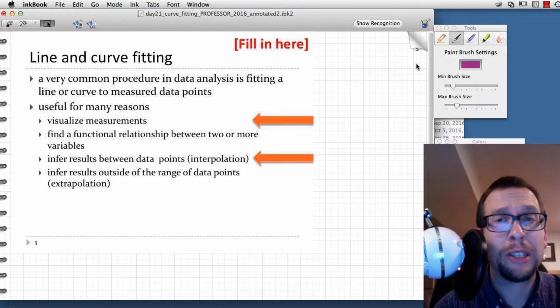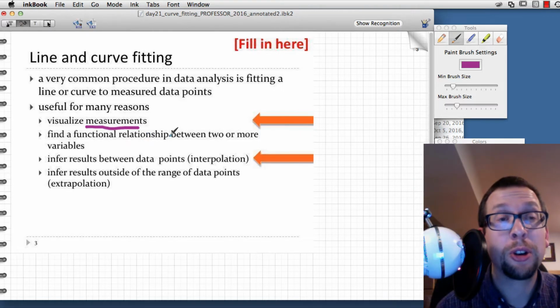Okay, so line and curve fitting, very common thing. Many of you have already done it in Excel or one of these other programs, and it's super useful for doing basically anything with respect to visualization of measurements. You'll often do curve fitting of linear or nonlinear curves to the data, and often you need to infer results between data points, information that maybe wasn't collected originally, but you want to find out between two different measurements what was going on, and that's referred to as interpolation.